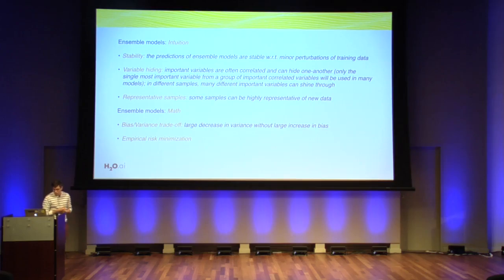That's nice. And then empirical risk minimization: there's very little theoretical work done on ensemble models, but most of it is in the field of empirical risk minimization. If you know what that is, I barely know what that is.